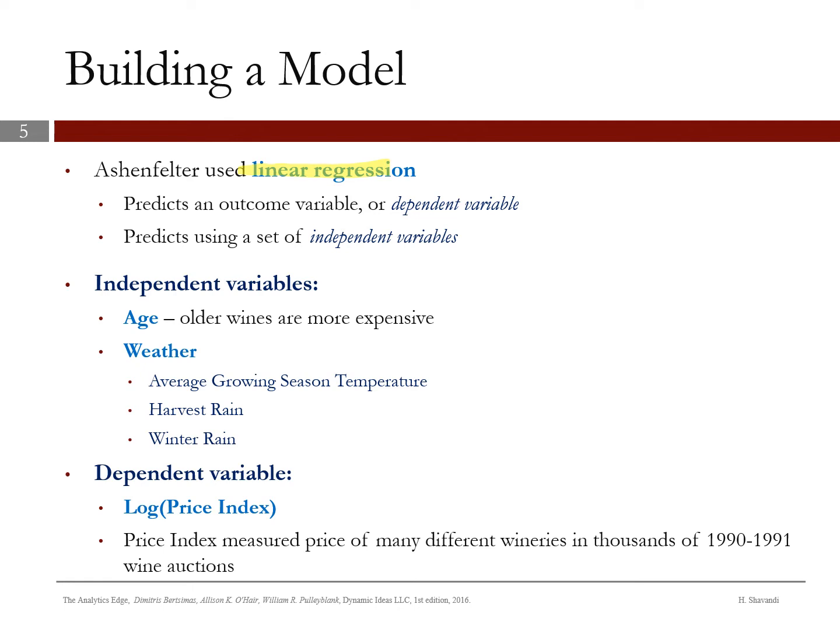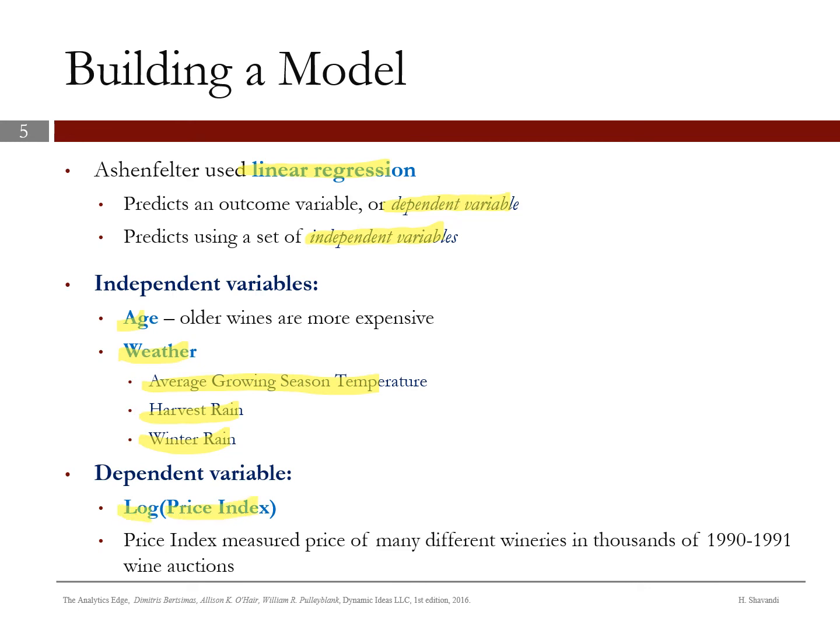Here we will have a dependent variable as the outcome, which we can consider quality or price, and a set of independent variables. Here we consider the age. As we know, the older wine may have higher quality. They're usually more expensive than the younger ones. And the weather, so the average growing season temperature, harvest rain, and winter rain could be our independent variables here. And for the dependent variable in this model, we consider the log of price index.